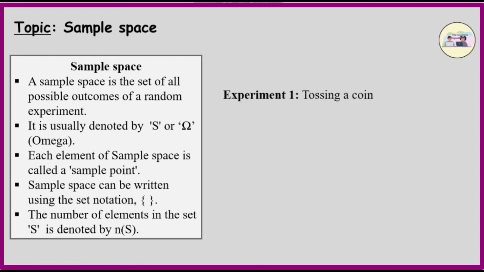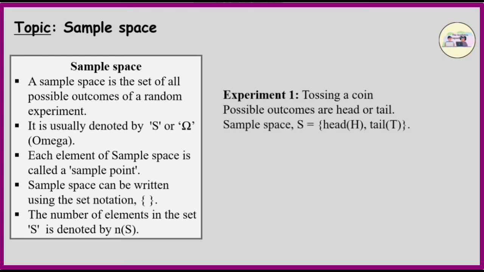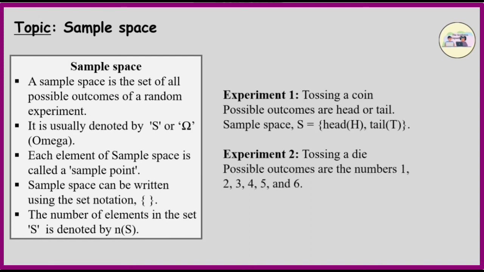Experiment number 1, tossing of a coin. Possible outcomes are head or tail. Sample space S is equal to {heads, tails}. Experiment number 2, tossing of a die. Possible outcomes are the numbers 1, 2, 3, 4, 5, and 6. Sample space S is equal to {1, 2, 3, 4, 5, 6}. Before solving the practice set, give a look at the tables of the sample space given in the textbook.